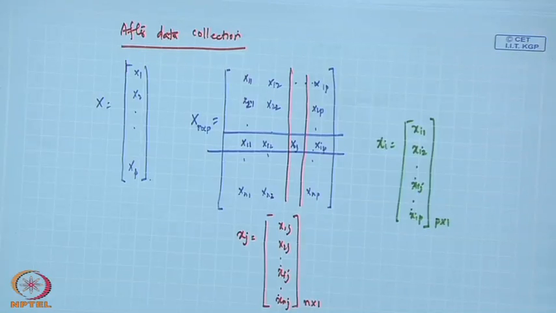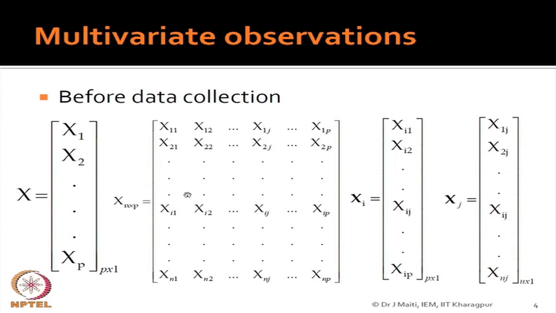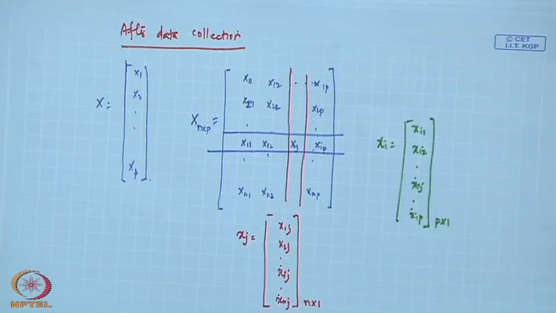Then my question is, what is the difference between the first matrix and second matrix? This is our second matrix, where we said that it is after data collection, and this is our first matrix, we say this is before data collection. What is the difference? In the second matrix, there is no randomness. The second matrix values are known. So, they are fixed values now, from the data collection point of view.